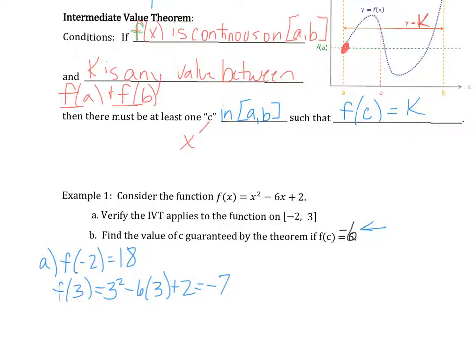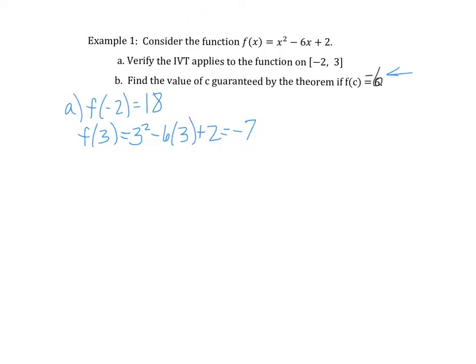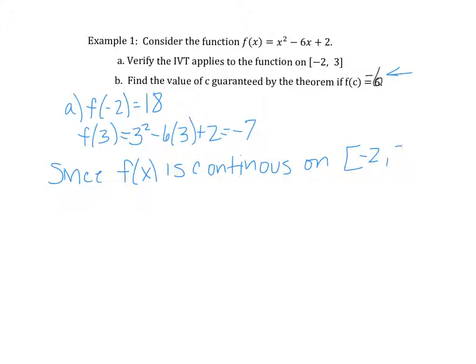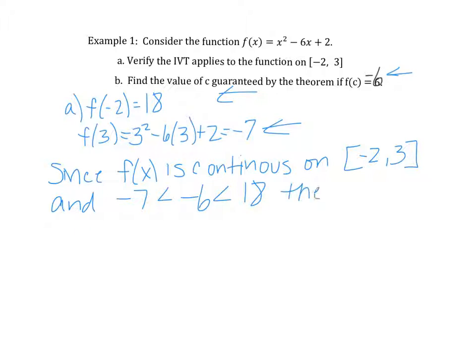So you have to state that, and you have to write that out. So here's what it looks like. Since f of x is continuous on -2 to 3, and you will need to write that interval, and -6 is between -7 and 18. Notice I don't just put those numbers without labeling what they are. Okay, then the IVT applies. So you have now proven that it applies.